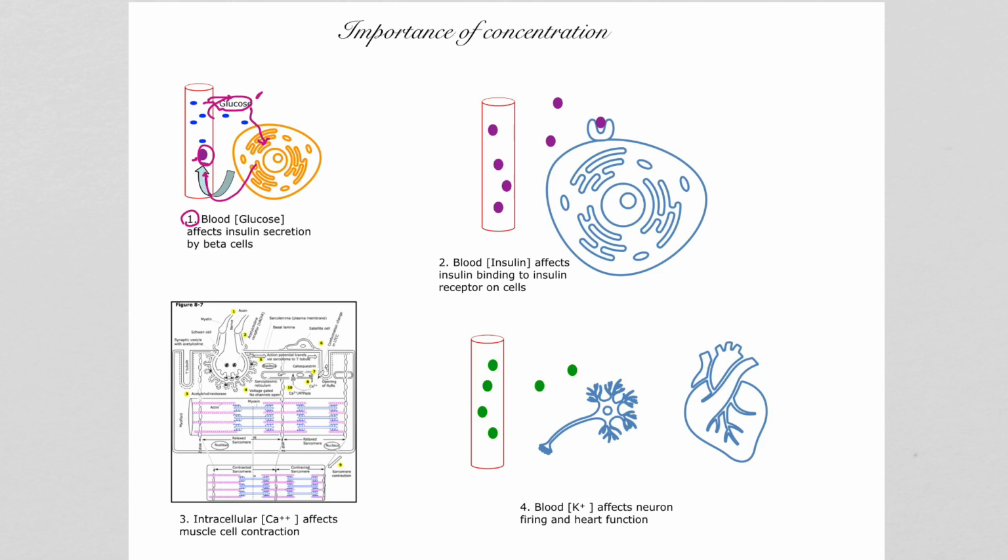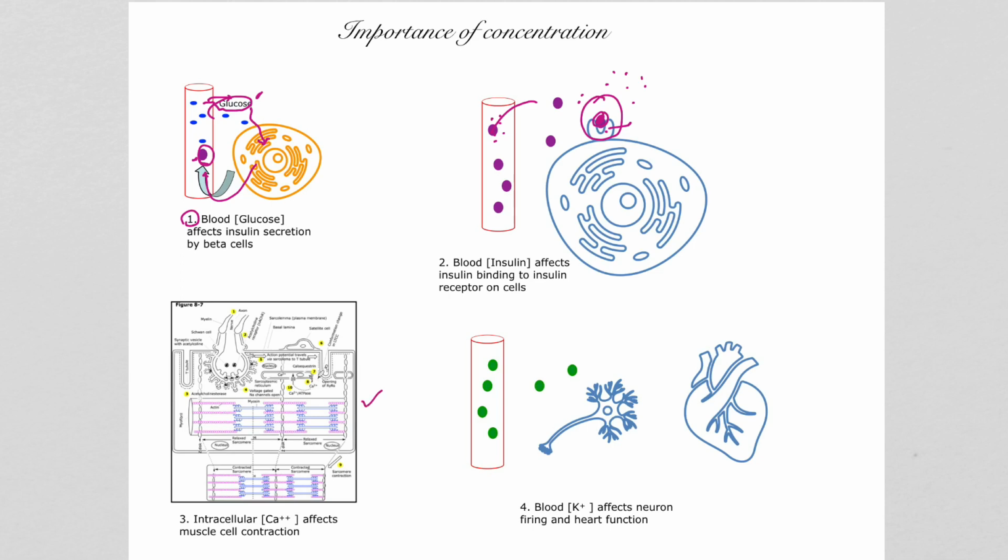The amount of insulin that binds the receptor, let's say this is a receptor on a muscle cell, how much insulin actually binds the receptor depends on the concentration of insulin at the receptor. And the concentration of insulin at the receptor depends on the concentration of insulin in the bloodstream. So that's another example.